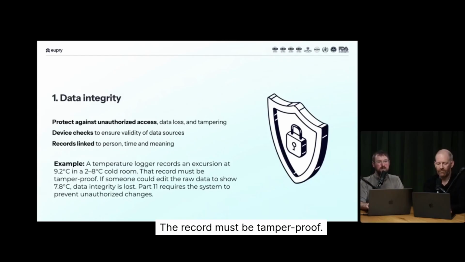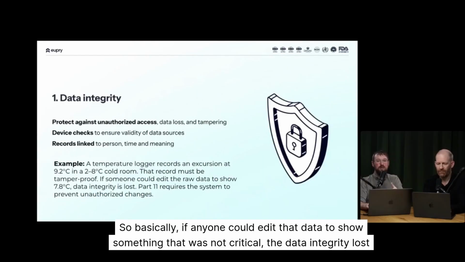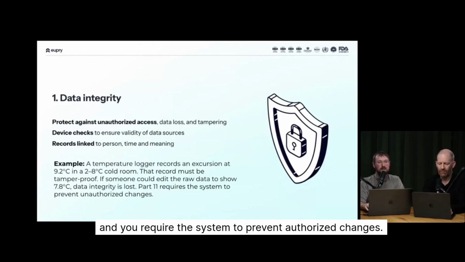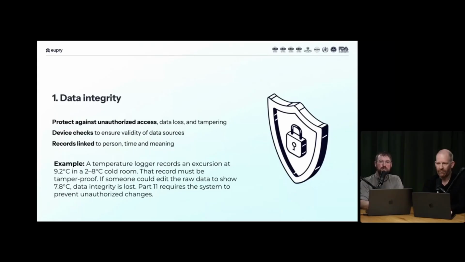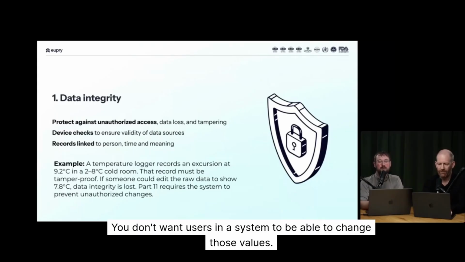The record must be tamper-proof. So basically, if anyone could edit that data to show something that was not critical, the data integrity is lost, and you require the system to prevent unauthorized changes. You don't want users in a system to be able to change those values.